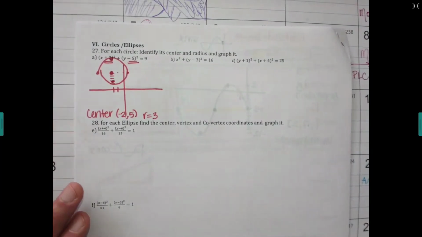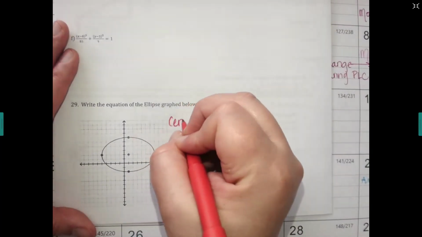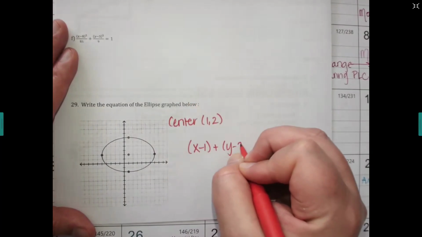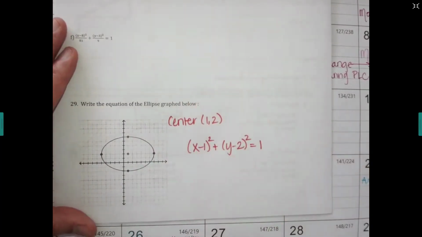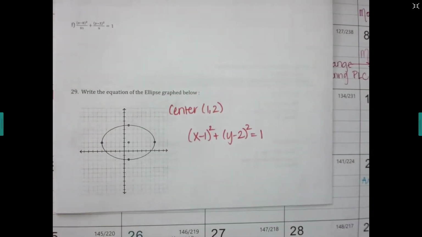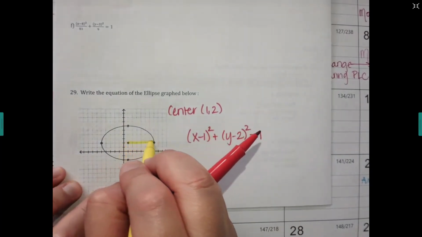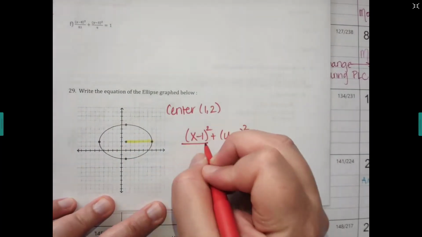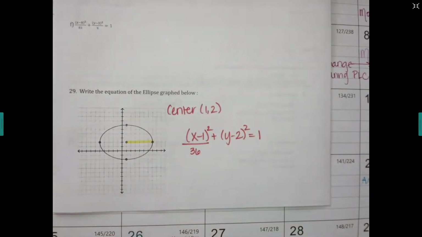So first thing on 29, can you identify the center, please? Okay, center is 1, 2. Then remember, it'll be an x minus 1, a y minus 2. Remember that they're both squared, and then they have a plus in the middle. Next thing you have to measure is the radius to the side, and then the radius up. So how long is my horizontal radius? How many boxes? 6, then I would put a 36 under that.